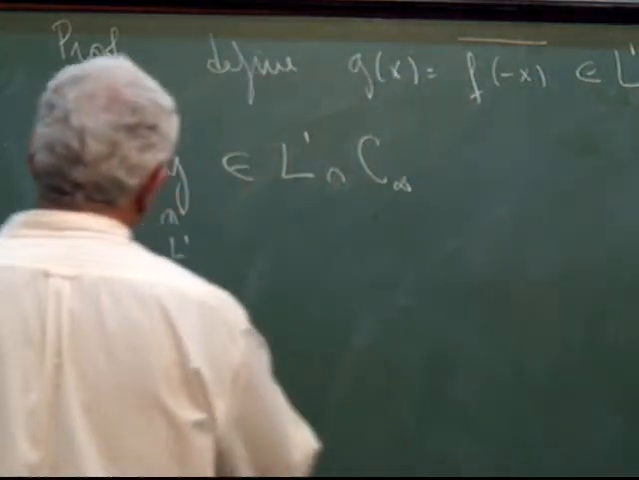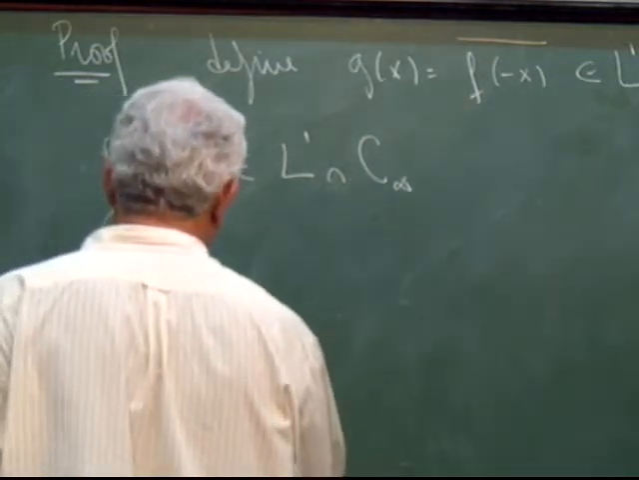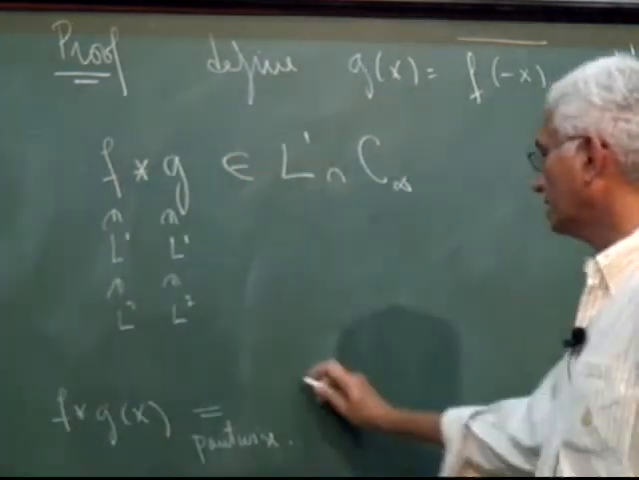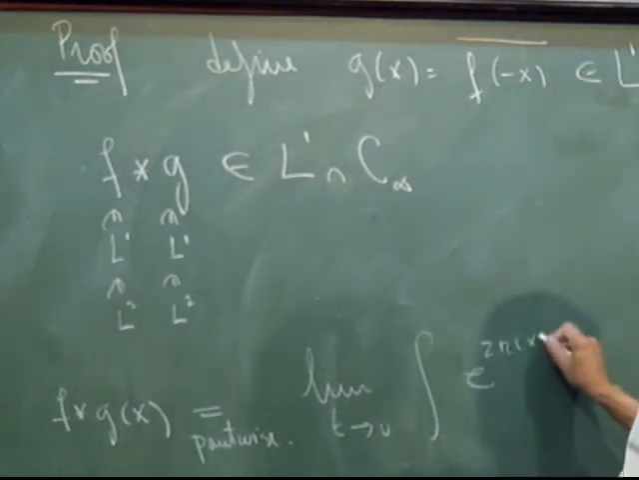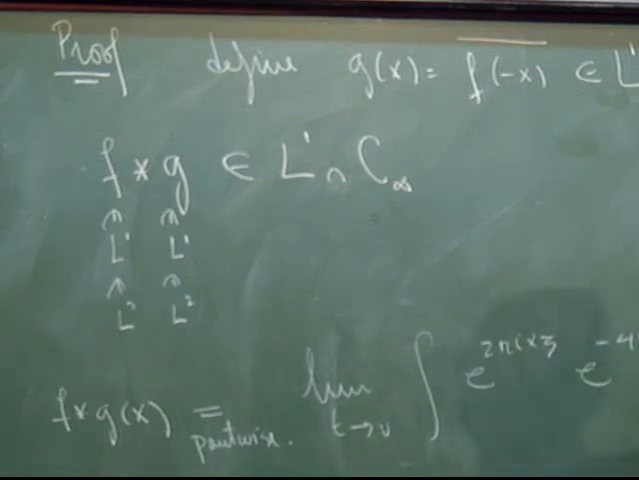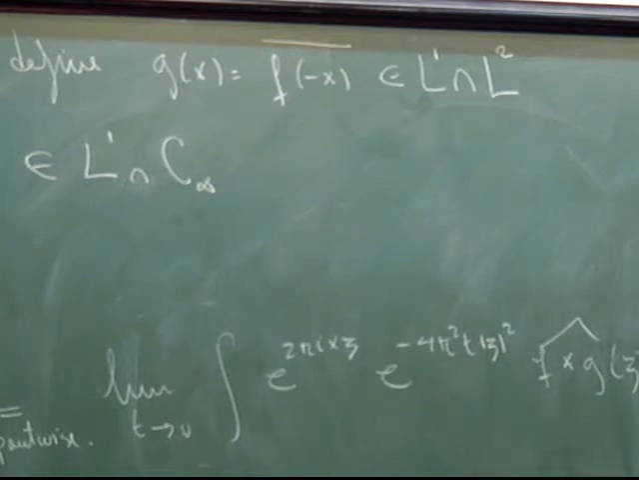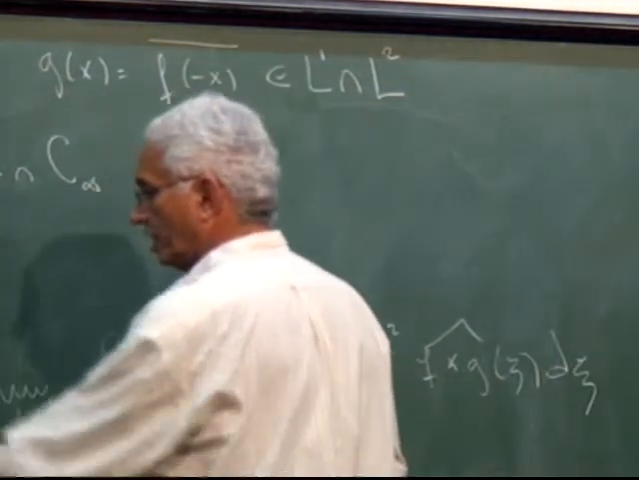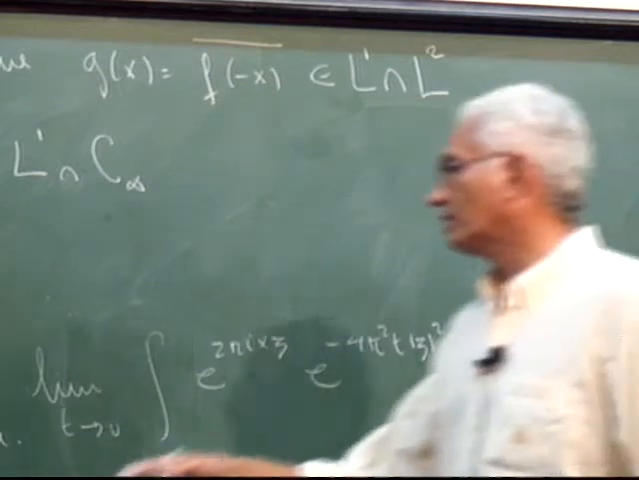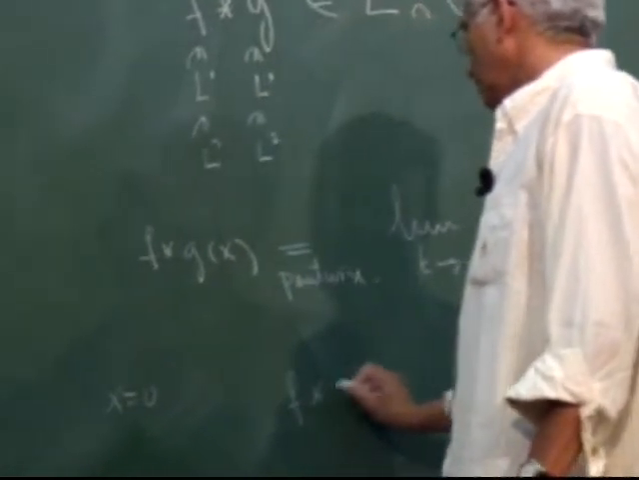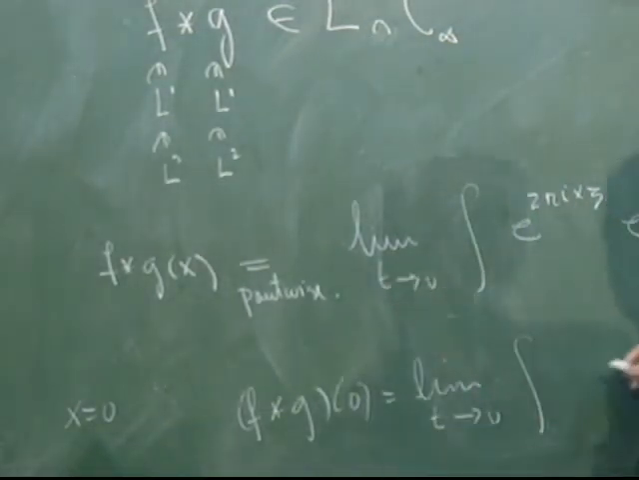Therefore, for the previous one, we have F convolution G of X, pointwise, is equal to the limit when t goes to 0 of this. This is what we just saw. If you have a function that is in L1 that happens to be continuous, then the pointwise limit holds when you do this trick. What happened at x equal to 0? At x equal to 0, F convolution G at 0 is equal to the limit when t tends to 0 of, then you put x equal to 0, you have only this.